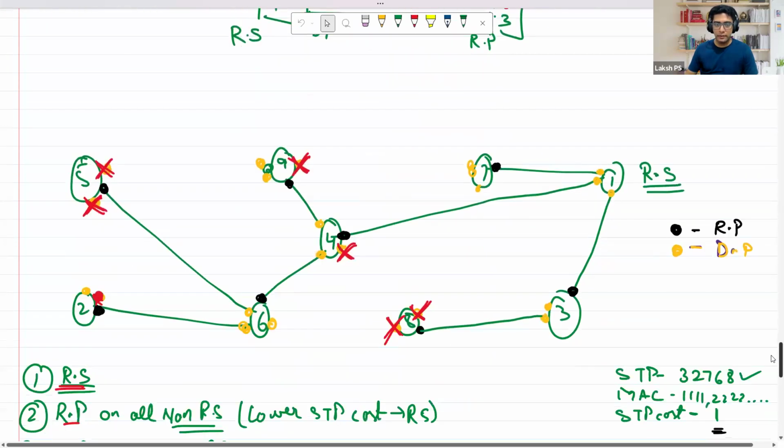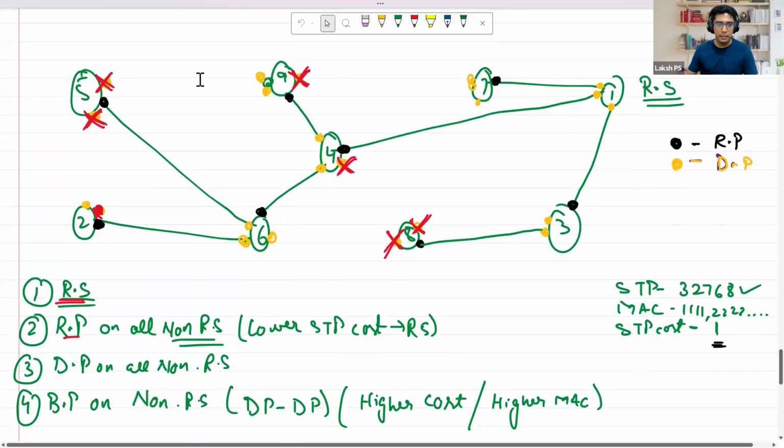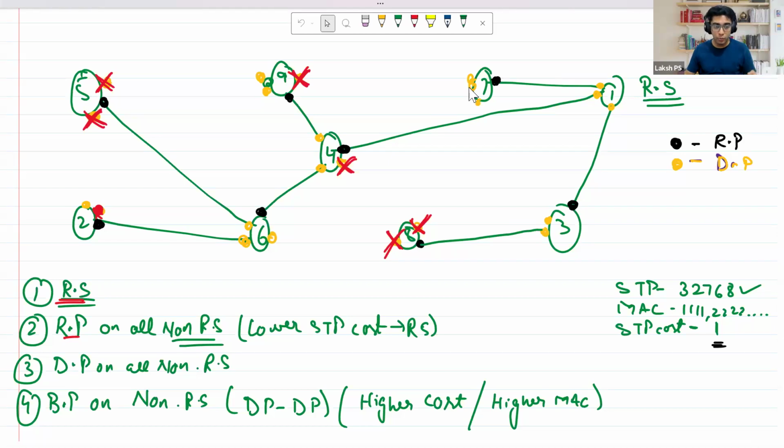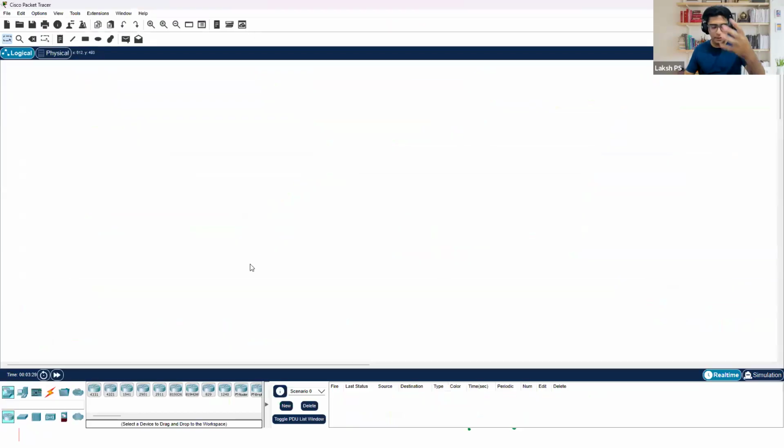And then what happens is that here we saw how different switches take over the roles of root port, block port, designated port, etc. Right? And now let's look at this from a practical point.